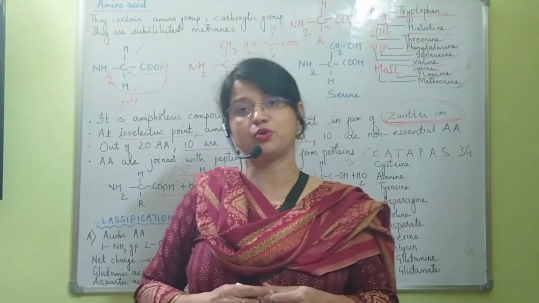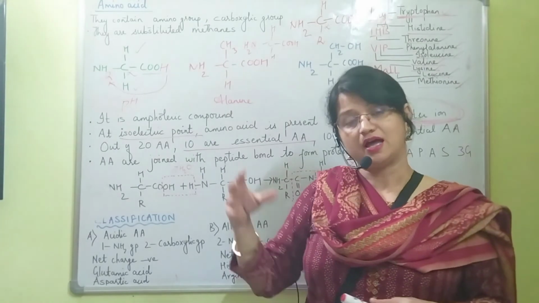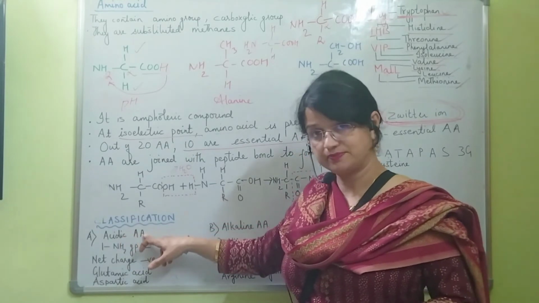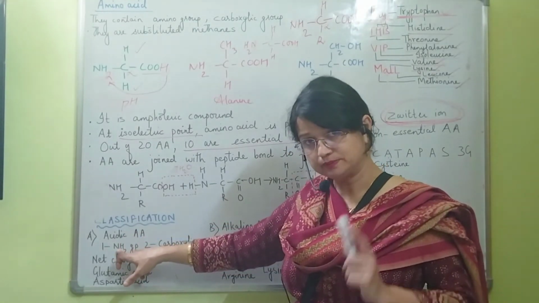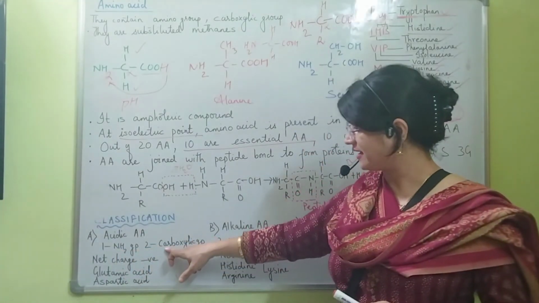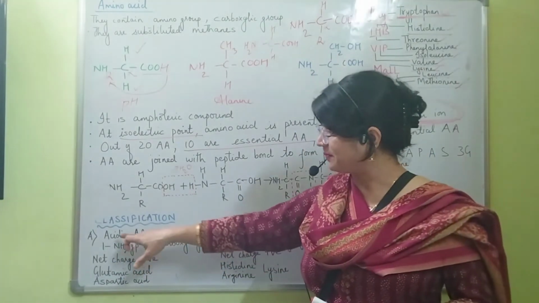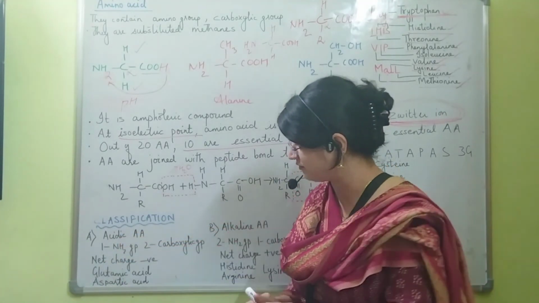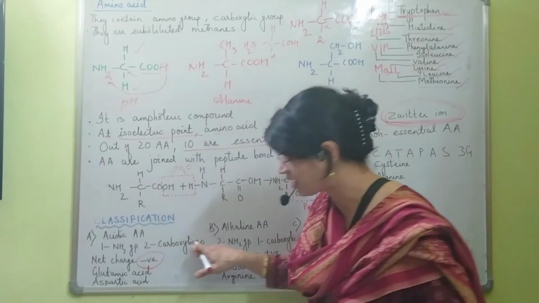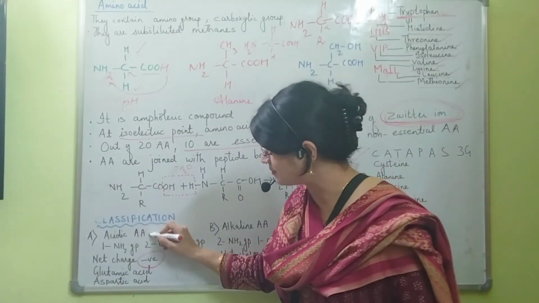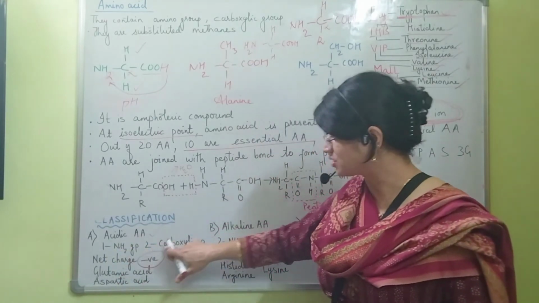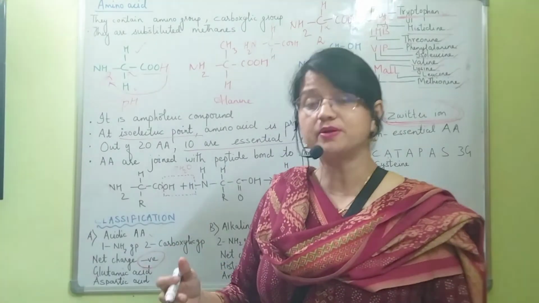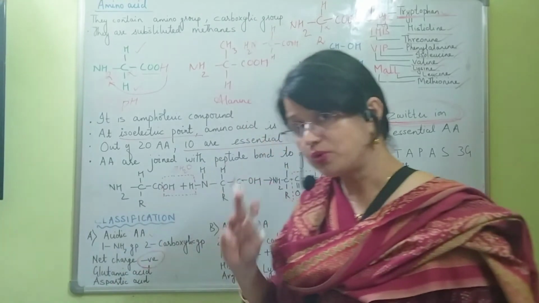We can classify the amino acids as acidic amino acids, alkaline amino acids and neutral amino acids. Now in acidic amino acids, if there is one amino group and two carboxyl groups, that amino acid will be called an acidic amino acid, and it will have a net negative charge because it has two carboxyl groups. Clear? So in acidic amino acids we have one amino group, two carboxylic groups, and a net negative charge, so it will be called an acidic amino acid. Two examples we have to remember.